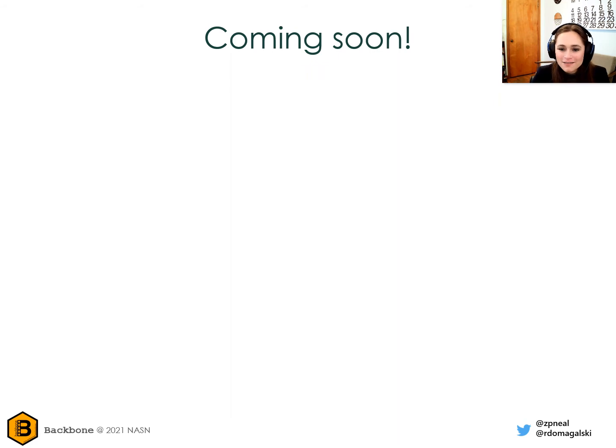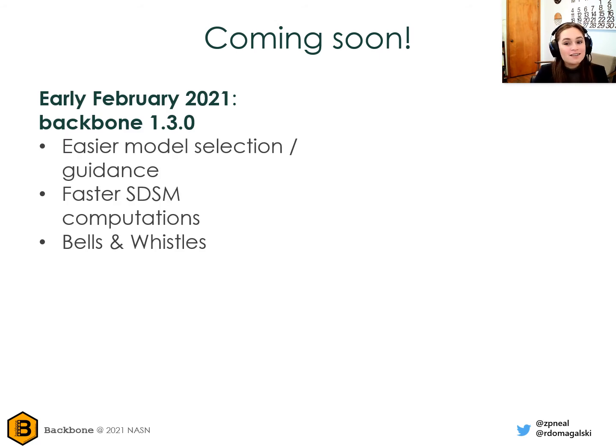So hopefully all of this is exciting enough to encourage you to check out the Backbone package. But if not, we also have some updates coming soon. Early February 2021, so right around the corner, we're going to introduce Backbone 1.3.0. This contains some functions that will help with easier model selection and give you some guidance on how to choose. It also contains faster SCSM computations, so that function itself will be sped up. And of course, we've thrown in a couple bells and whistles.